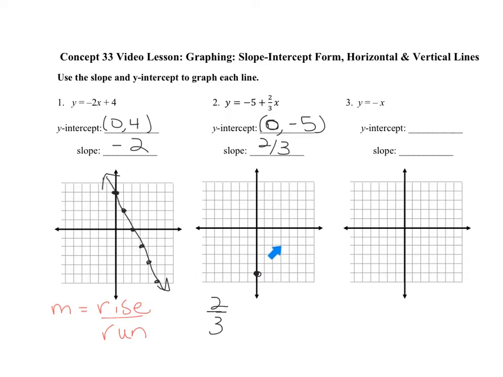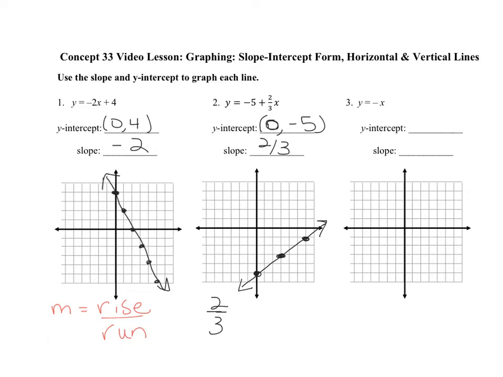And I'm going to do it again. Up 1, 2, to the right 1, 2, 3. And then you're going to put your points there. So up 2, to the right 3, my first ordered pair goes there. Then up 2, to the right 3 again. Now, then you draw your line. Make sure your line goes in both directions.